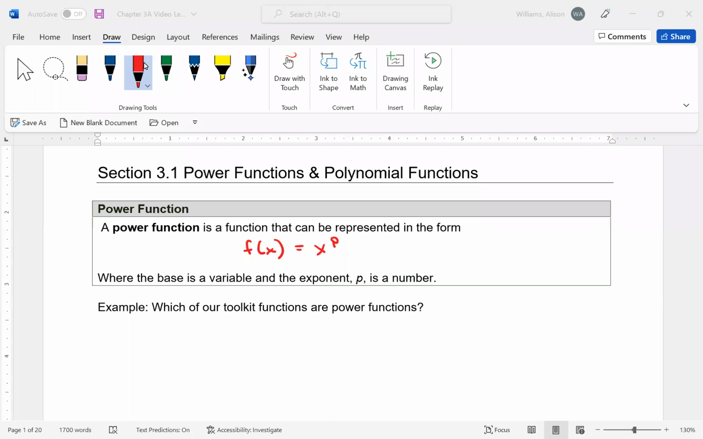So what we want to look at then is what power functions have we already seen? Let's focus in on the toolkit functions. Actually, the majority of the toolkit functions are power functions. So for example, f of x equaling x squared works, x cubed works. Technically x, because x to the 1, so the identity function works.